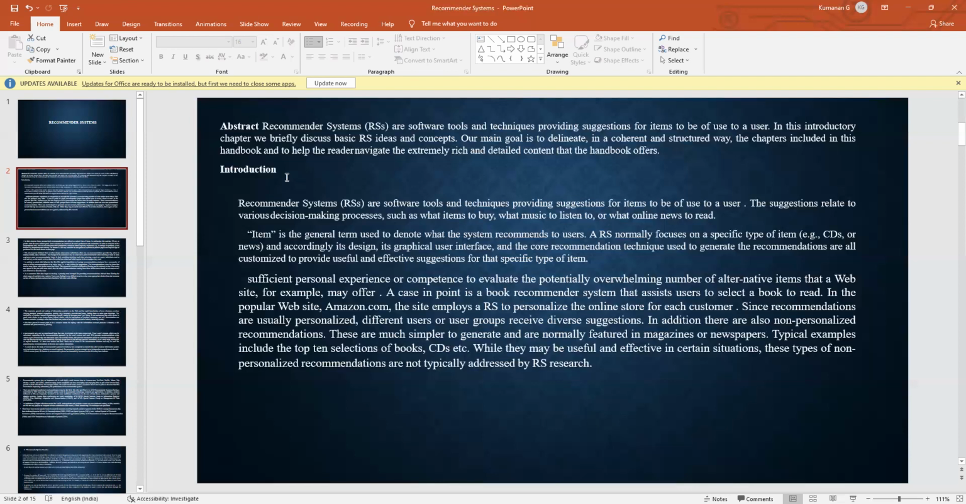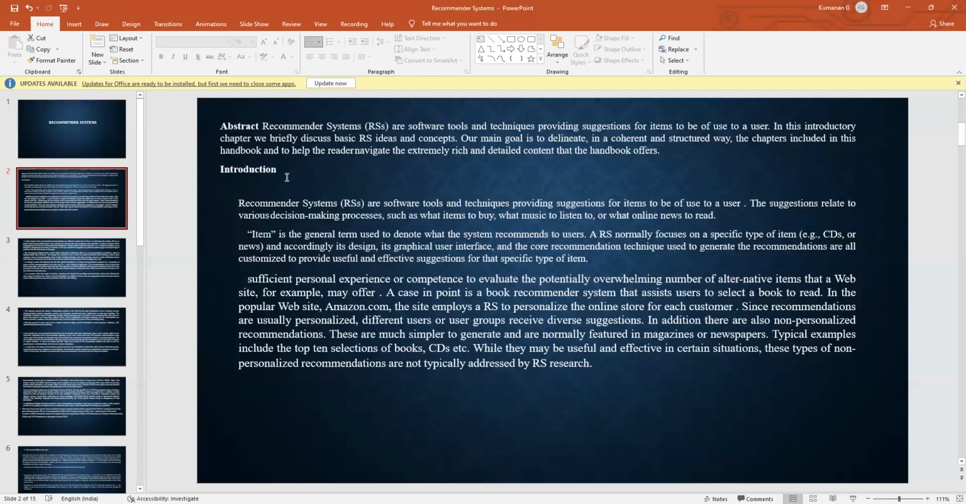Users often lack sufficient personal experience to evaluate the potentially overwhelming number of alternative items that a website, for example, may offer. The case in point is a book recommender system that assists users to select a book to read on the popular website Amazon.com. The site employs a recommender system to personalize the online store for each customer. Since recommendations are usually personalized, different users or user groups receive diverse suggestions.